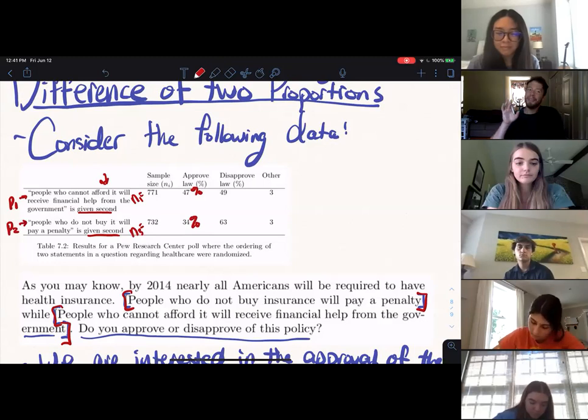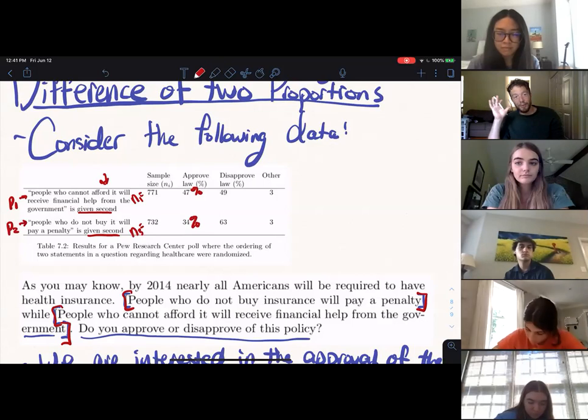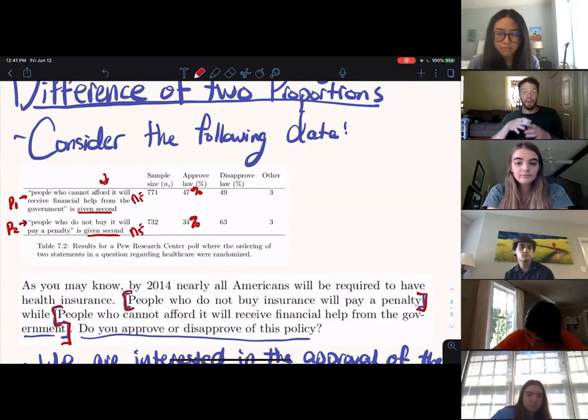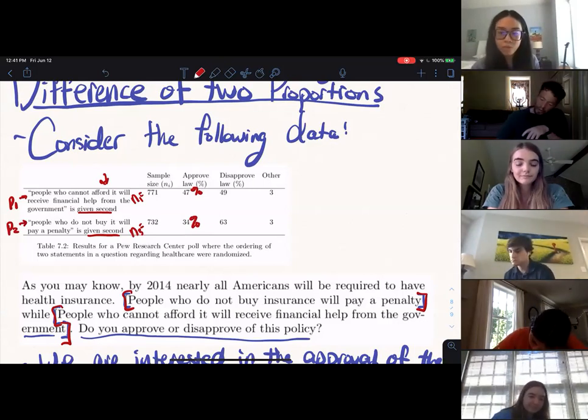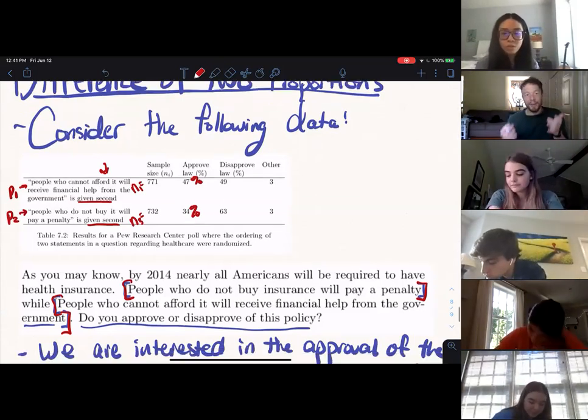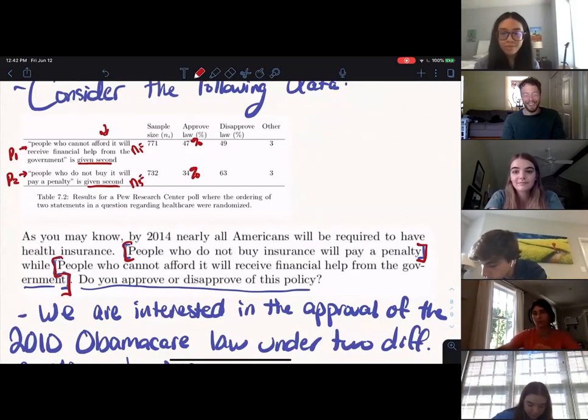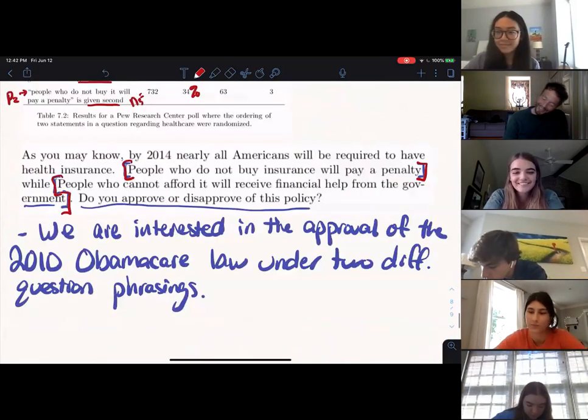But the question is, is this evidence to believe that if we were to ask every single American the two different phrasings, it would make a difference for the whole population proportion difference? And that's what we're going to try to answer. And, oh my goodness, we have all the tools that we need. We can do it.